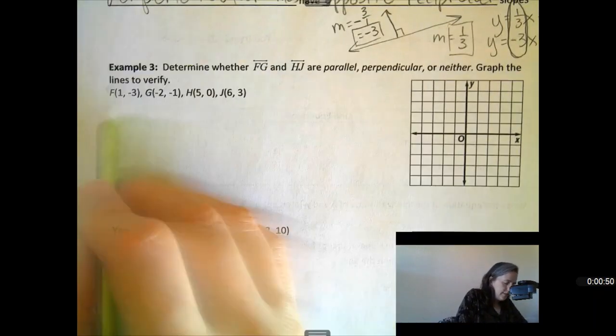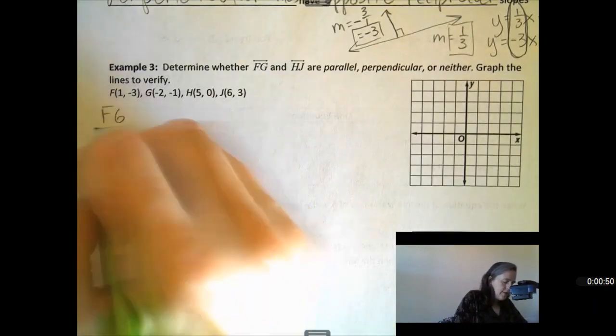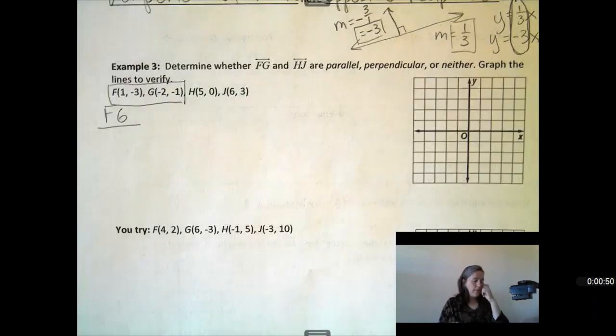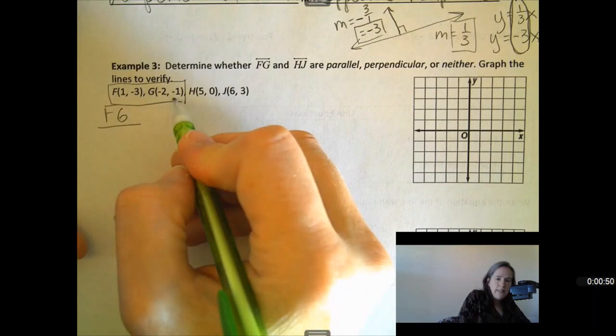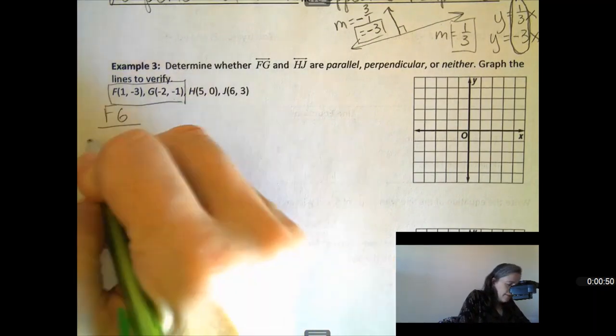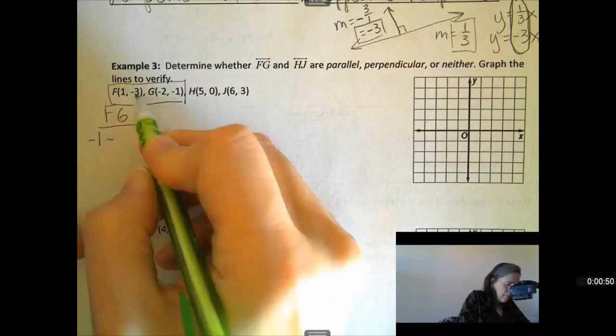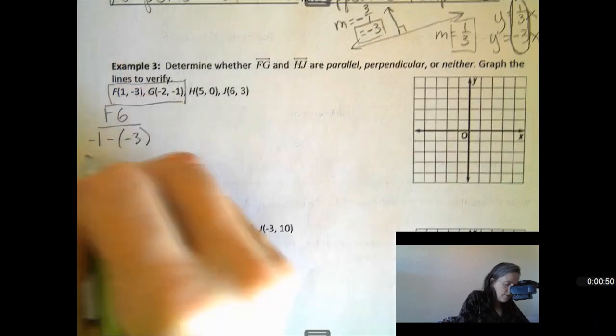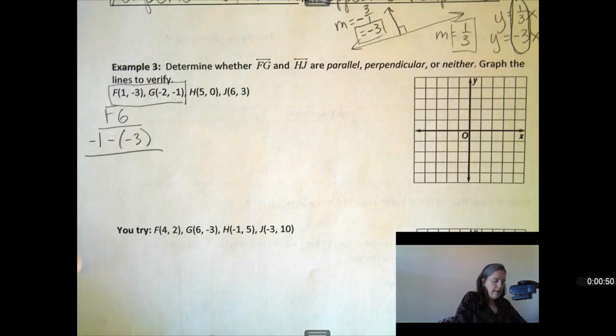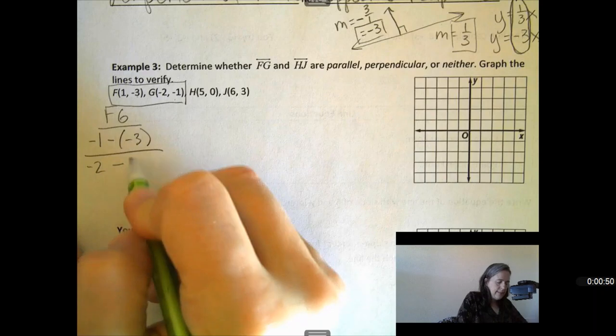All right, FG, let's start with him. These two guys are one line, and we're finding the slope, y2 minus y1 over x2 minus x1. We'll make this point 2, -1, and that can be our point 1, over x2 minus x1.